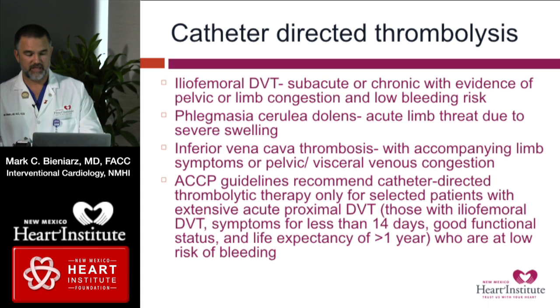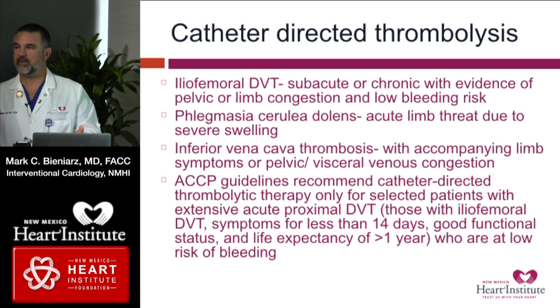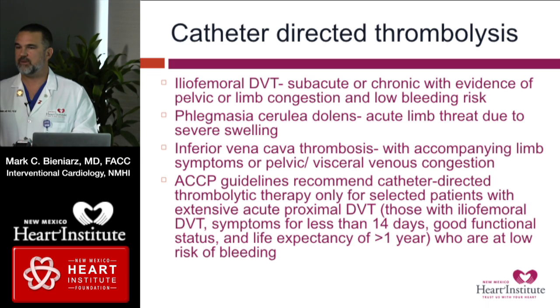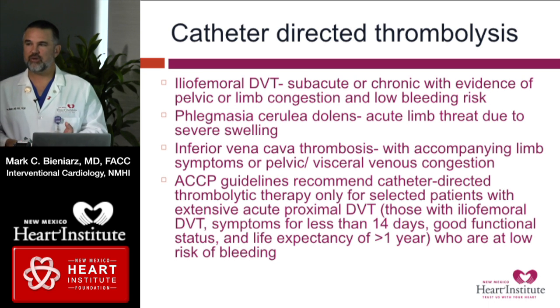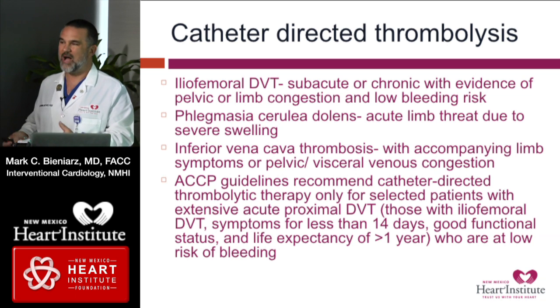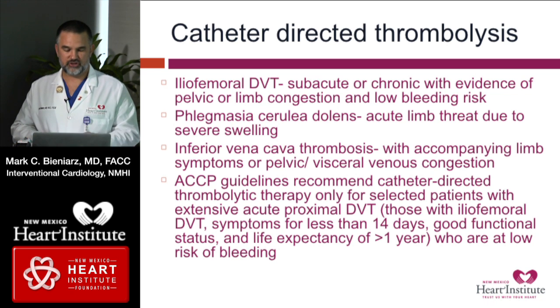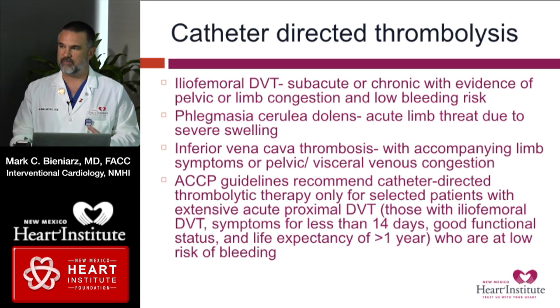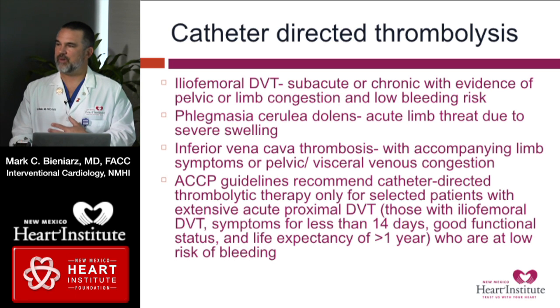Phlegmasia ceruleolens is when the limb is hyperemic, very, very congested with venous blood. Phlegmasia albidolens is when that limb is then hypoperfused and is white. I'll show you an example of this in just a second. Inferior vena cava thrombosis can be associated with pelvic and visceral venous congestion as well, abdominal pain, pelvic congestion.